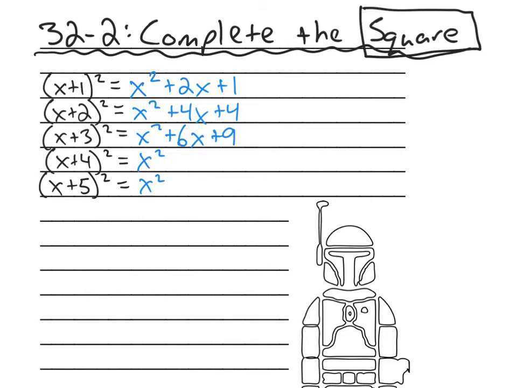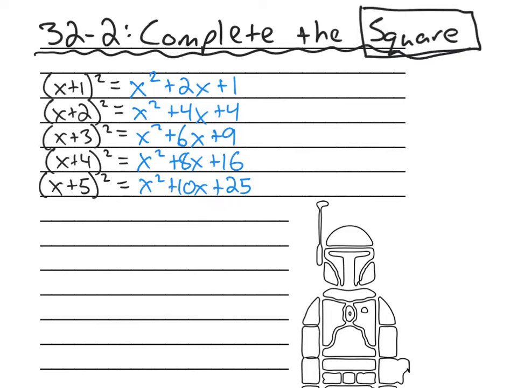Okay, or if we double the constant, double means times it by 2 or add to itself, what do I get? 8. And then what do I do with my last term? And get what? 16. So we get 8, double it, and then multiply by itself. Double the 5, get 10x, and then multiply 5 times itself to get 25.